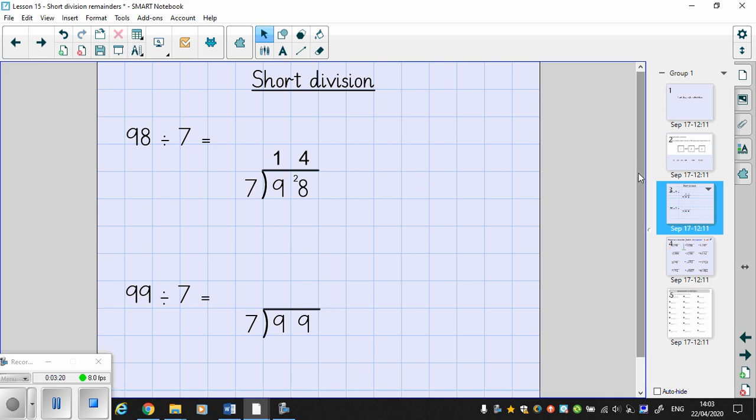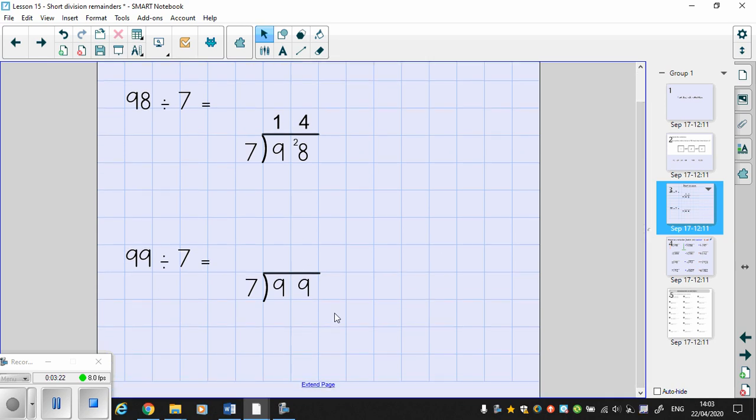So move it down a little bit. So 99 divided by 7, we've got 9 sweets on the table. How many times can we take 7 sweets away? We can take 7 sweets away once. Let's put that 1 in. And just like before, we've got 2 sweets left over. Make it a bit smaller, and drag that over in front of the 9. We've now got 29 sweets on the table.